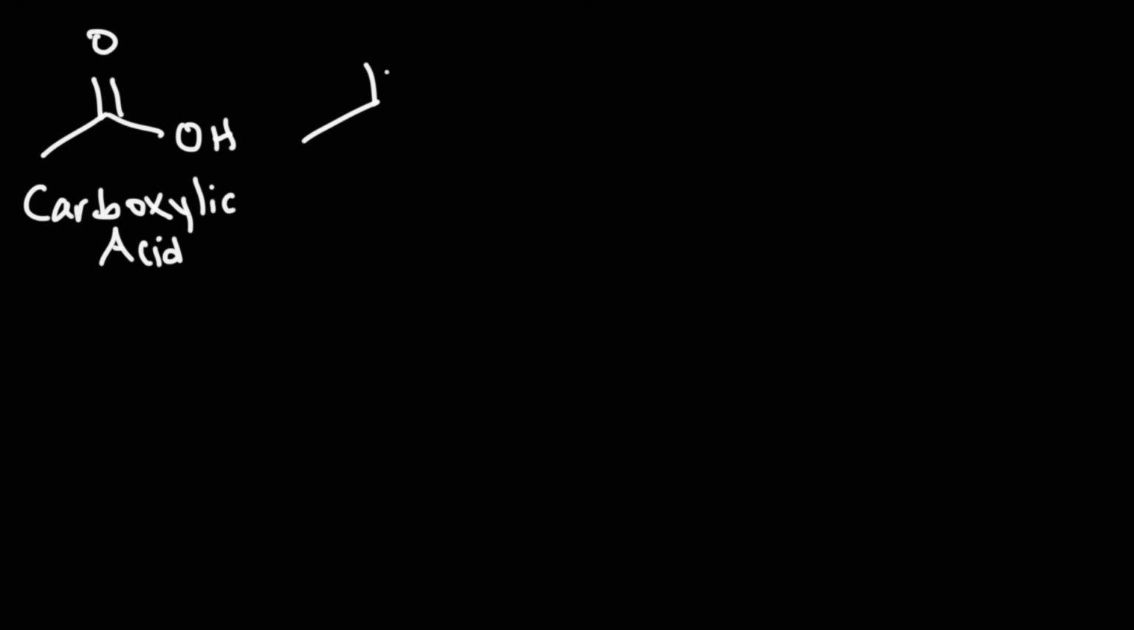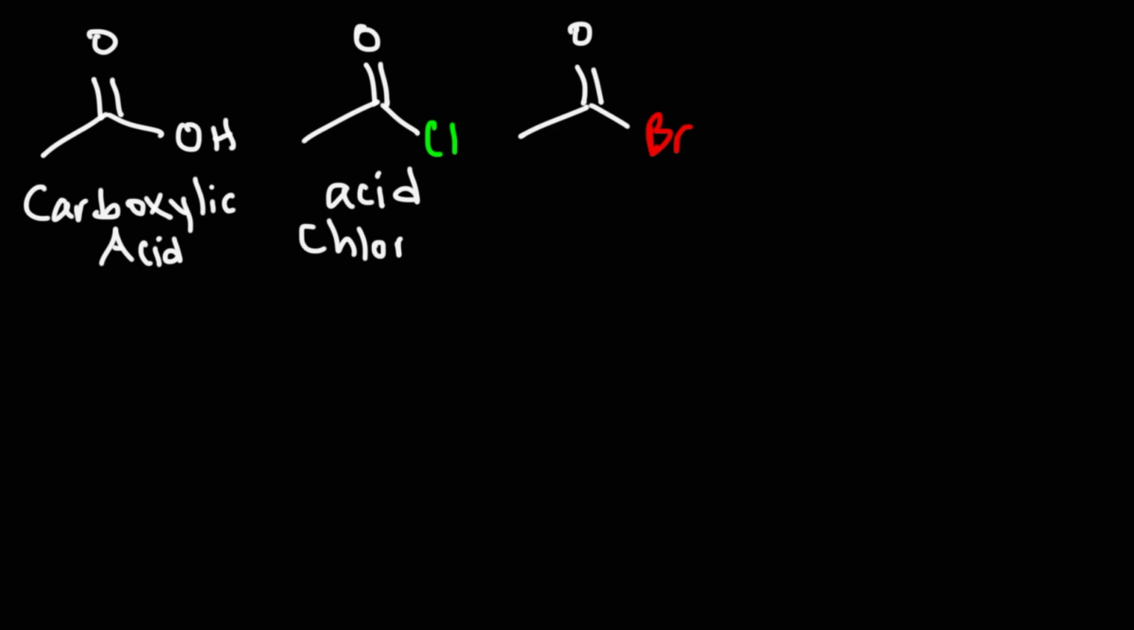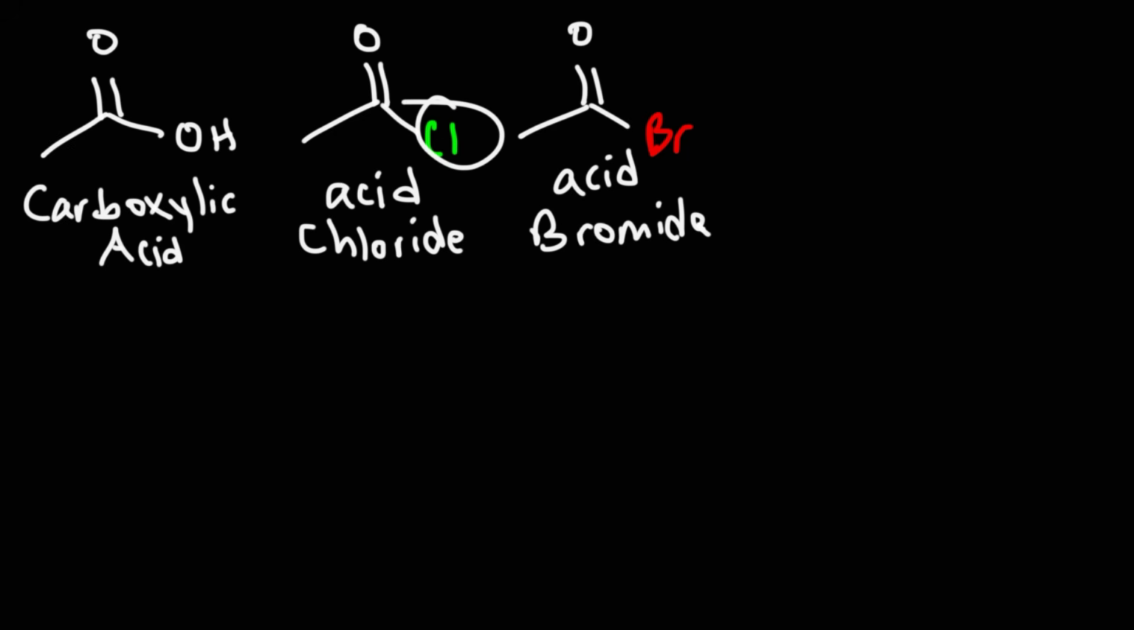Now, this is very familiar. This is a carboxylic acid. Now, what happens if we replace the OH group with a chlorine, or if we replace it with a bromine? What do we get? So this is called an acid chloride, and this is called an acid bromide. If you put them in water, they will generate a carboxylic acid. This will be replaced with the OH group.